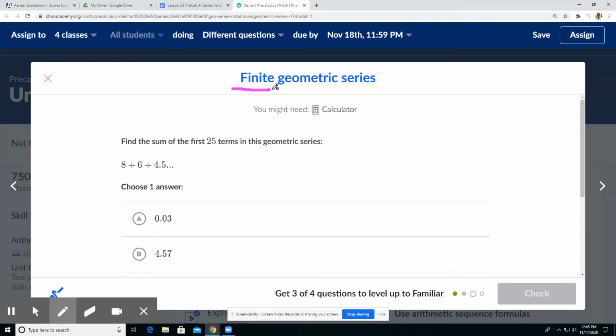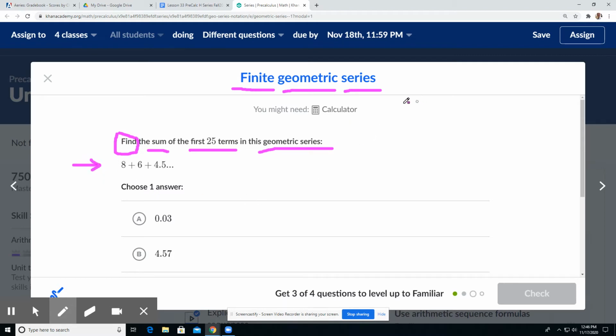All right, we're using finite geometric series here. Let's go ahead and read the problem. We're asked to find the sum of the first 25 terms in this geometric series, and they give it to us there as the first 3 terms.